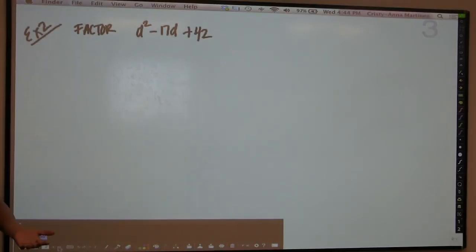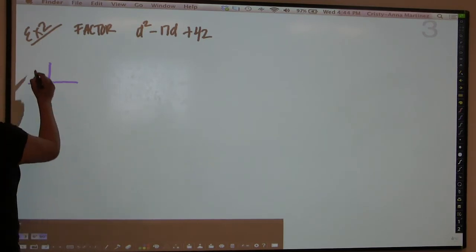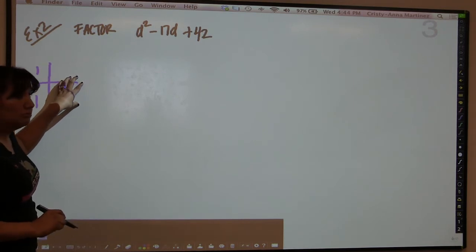Again, the factoring technique in all of these is going to be the same. It's just going to get trickier when you have negatives. The first example I showed you were all positives. So now we want negatives. So again, we're going to put 1, 1 here. And I'm looking for factors of 42.